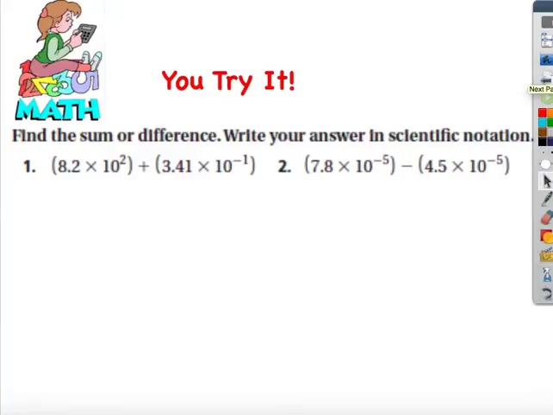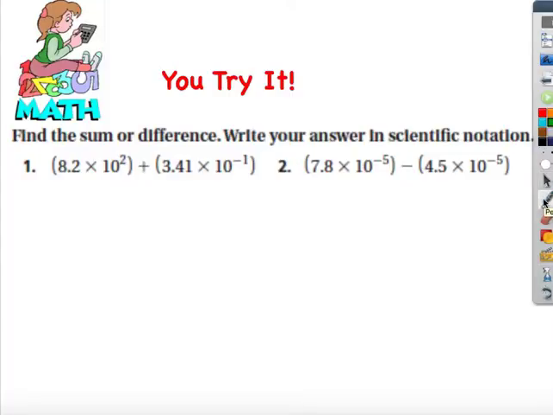Okay, we're going to try two examples, one with the same power of 10 and one with different powers of 10. So if I were you, I would pause the video right here, try the first example, and then watch me work it out, and then try the second example and watch me work it out to make sure that you have the hang of this. Okay, so here we go.